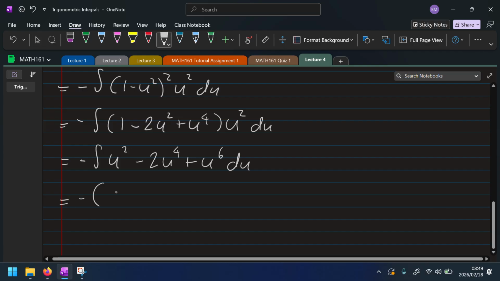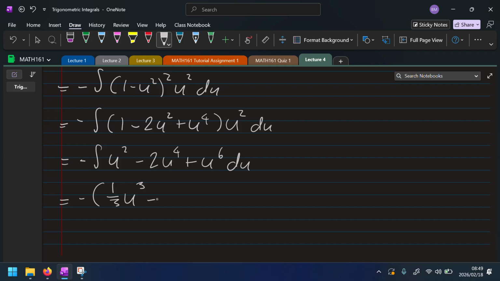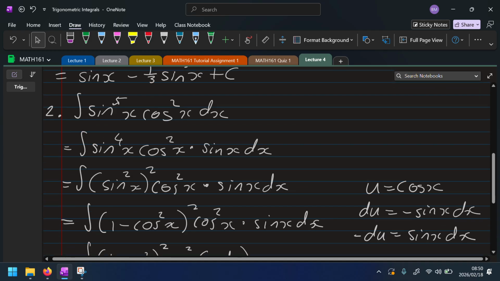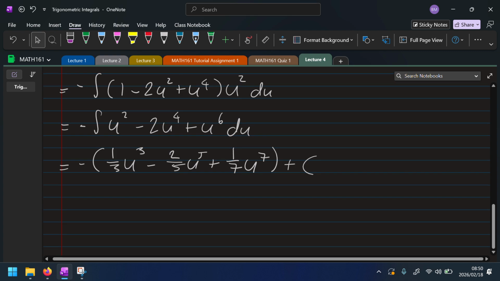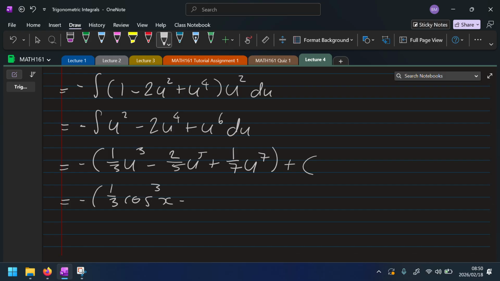So this will be minus 1/3 u cubed minus 2 over 5 u to the 5 plus 1 over 7 u to the 7. Okay, so all of the integration is done, problem solved. Now we just put the cos x back inside for u. So this will be minus 1/3 cos cubed x minus 2 over 5 cos to the 5 plus 1 over 7 cos to the 7. Okay, here we're done. Any questions for this one?